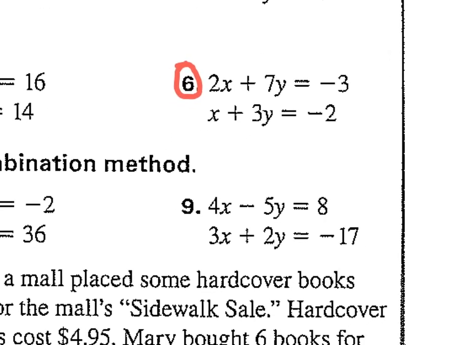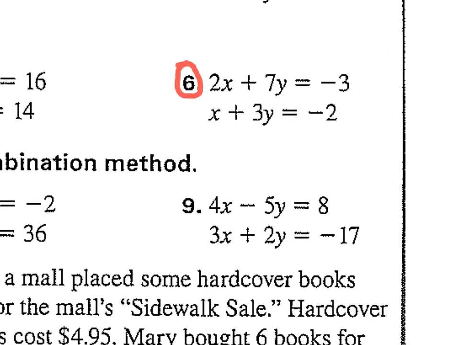Over to number 6. Where's my pointer? Here it is. Okay, on number 6, I would use the combination method. That's my favorite. And I would multiply this whole equation by -2. So make sure you multiply all the terms by -2 if that's the way you choose to do it.